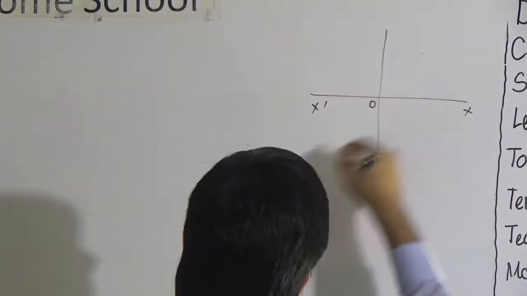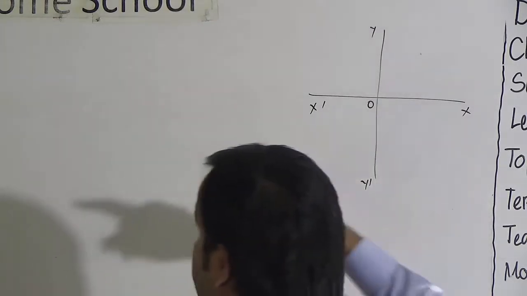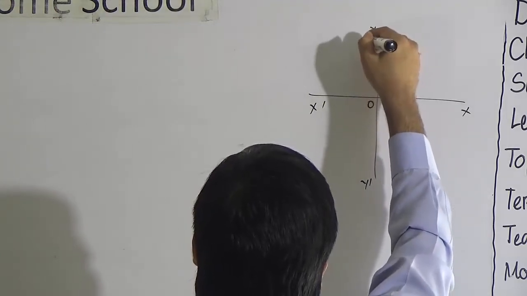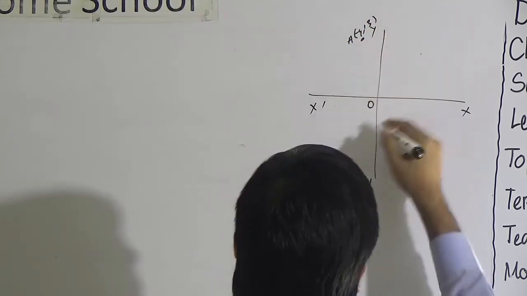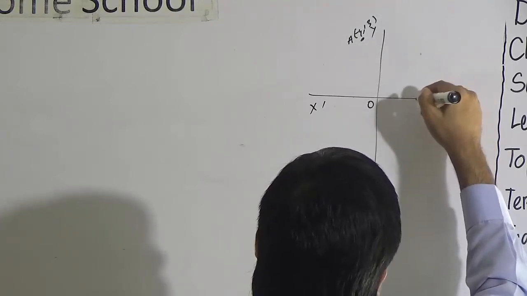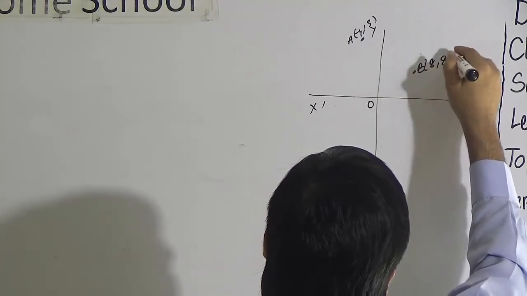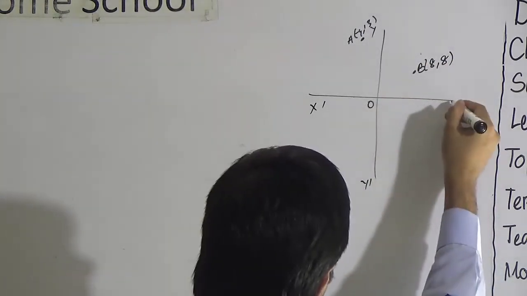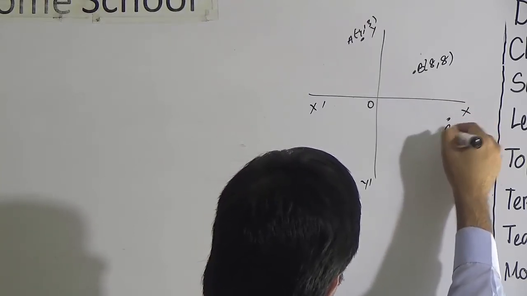Consider XOX' is the x-axis and YOY' is the y-axis, and let us consider the point A. Where will point A be? A(-4, 13) means suppose here is minus 4, here is 13, and this is point A. Point B, where will point B be? B(8, 8), so here is 8, here is 8, suppose this is point B(8, 8).